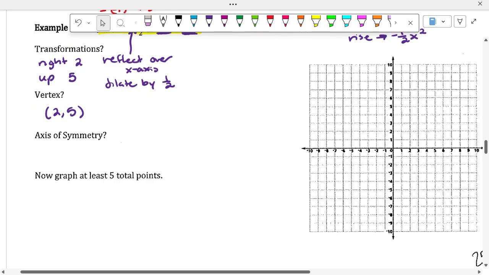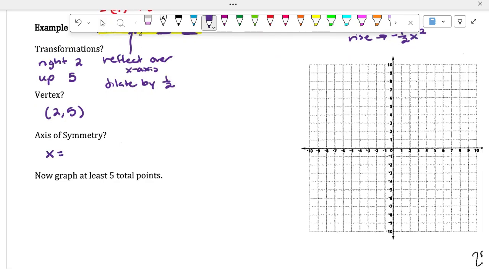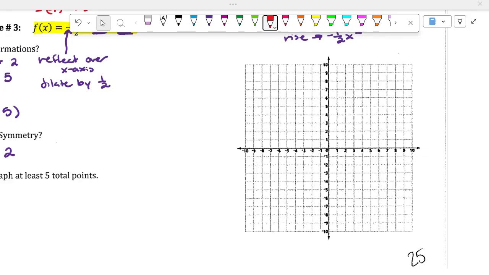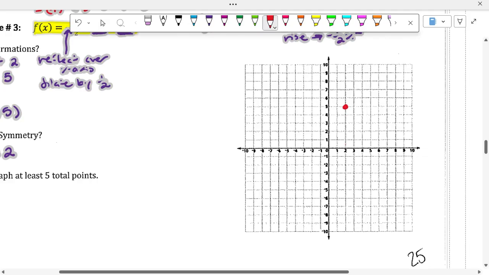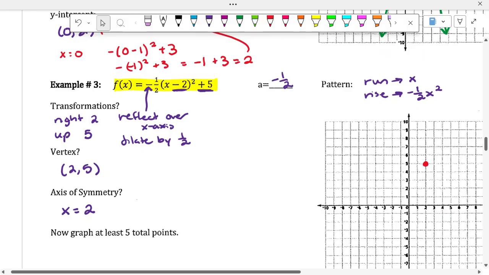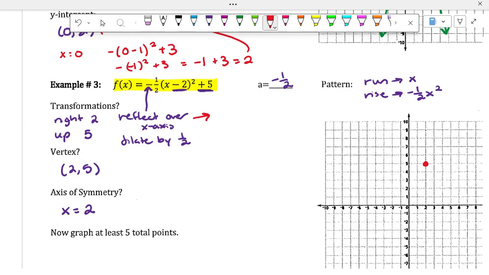Now we got the axis of symmetry. So what's the axis of symmetry, which we can get from the vertex? X equals what? 2. So I'm going to start by plotting my vertex. So that is 2, 5. So it's up here. Now, since we're reflecting over the x-axis, or A is negative, that means are we going to have a max or a min? So our A is negative. We're going to have a max, which means is it going to open up or down? It's going to open down. So that should give us an overall idea of what our picture is going to look like.